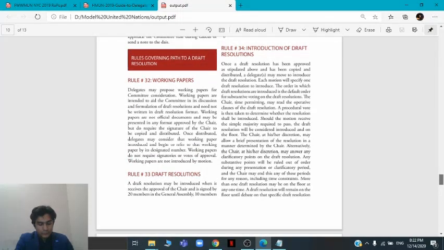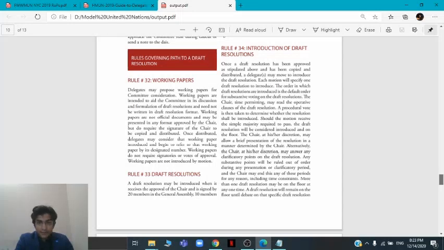For the draft resolution, rule number 33 is very important. It is introduced when it receives the approval of the chair. Like when the chair is going to check the draft resolution, its formatting, its commas, which we are going to be discussing in the documentation series. We are going to be discussing not only draft resolutions but also how to make working papers and position papers, as well as crisis papers and Pakistan National Assembly documents.